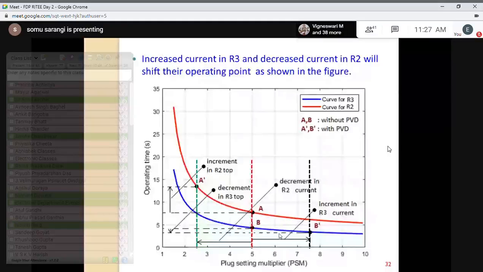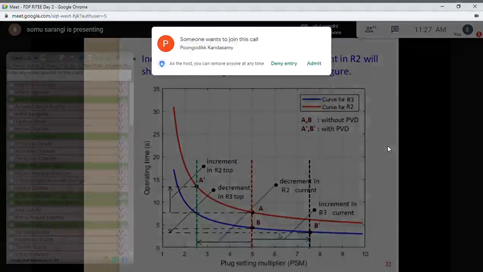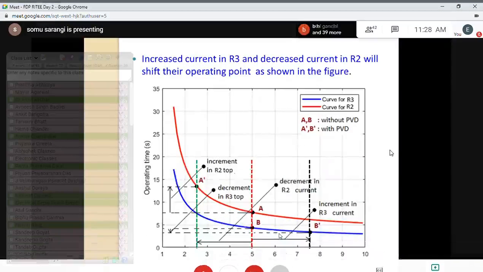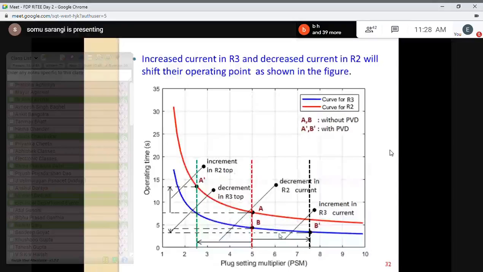Now you observe that the operating point, the time of operation for relay R3, which is shifted to B dash, and the time of operation for relay R2, which is shifted to A dash. So the CTI, which is nothing but earlier A to B, now it has become A dash to B dash. So it has increased. Means because of this PV, we have given a time delay which is increasing to what, A dash to B dash.